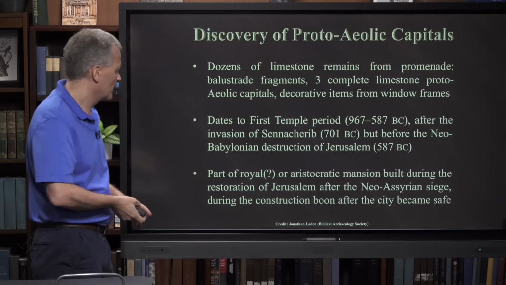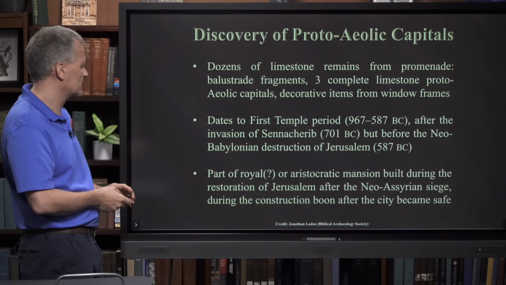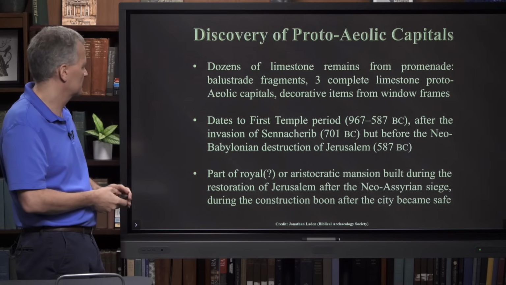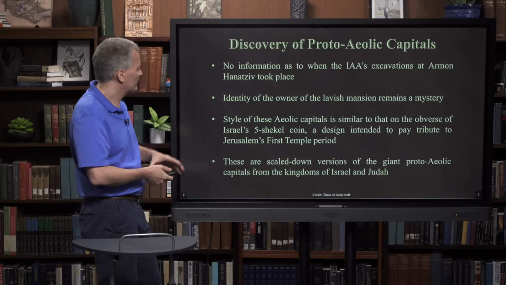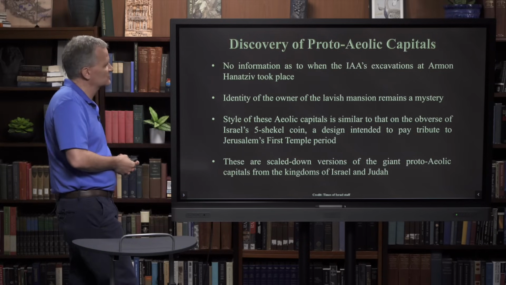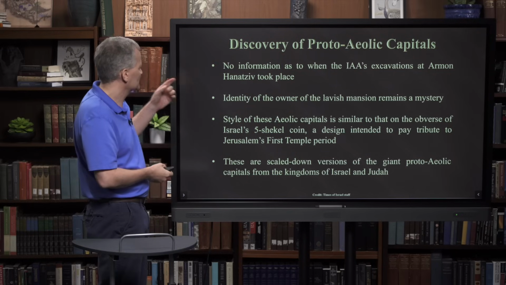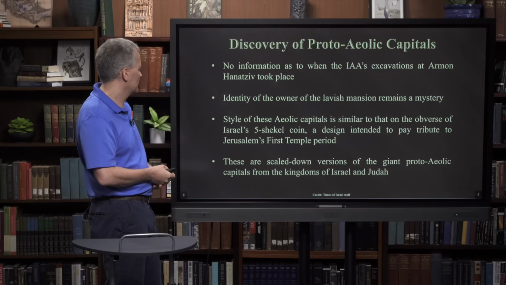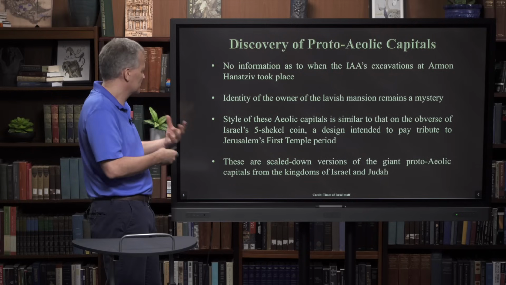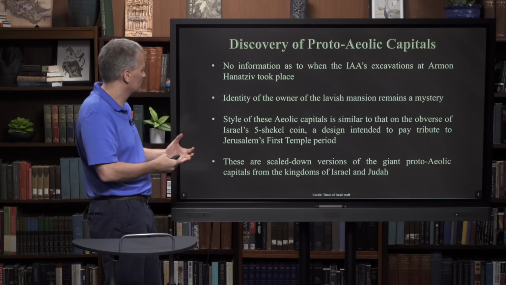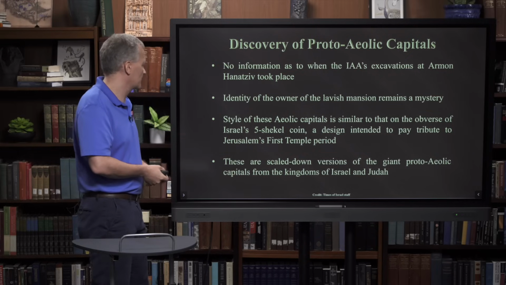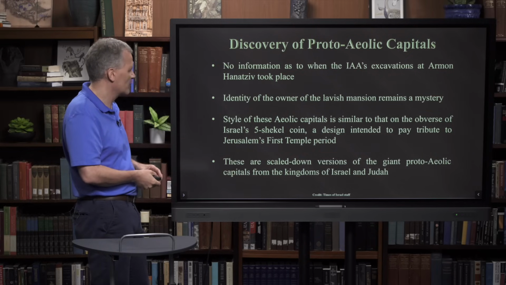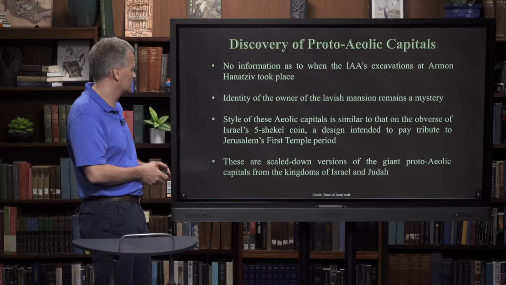So, part of the royal or aristocratic mansion built during the restoration of Jerusalem after the Neo-Assyrian siege during the construction boom after the city became safe. No information is known as to when the IAA's excavations at this site took place, but the identity of the owner of the mansion also remains a mystery. So this excavation was done, or these finds were made, a little bit in obscurity. The style of these capitals is similar to that on the obverse of Israel's 5-shekel coin, a design intended to pay tribute to Jerusalem's First Temple period.